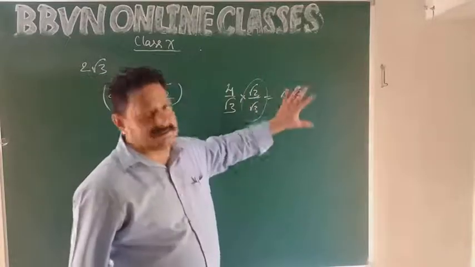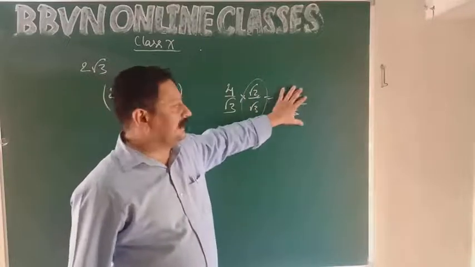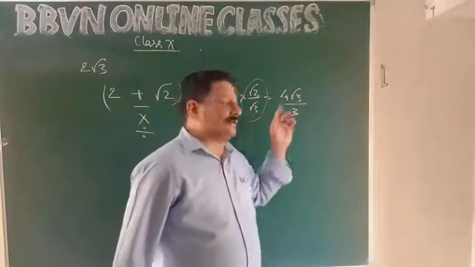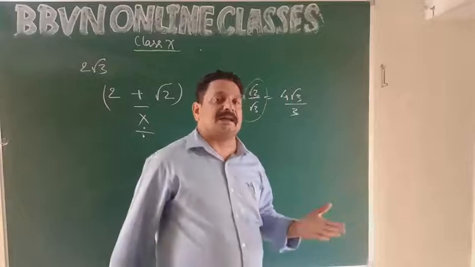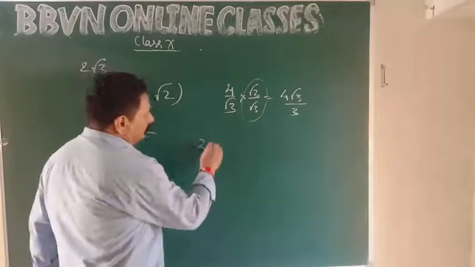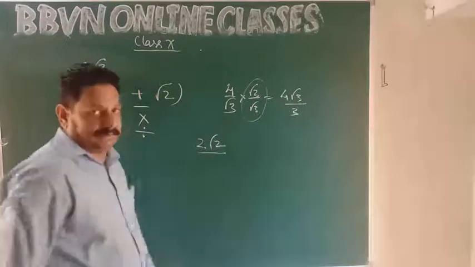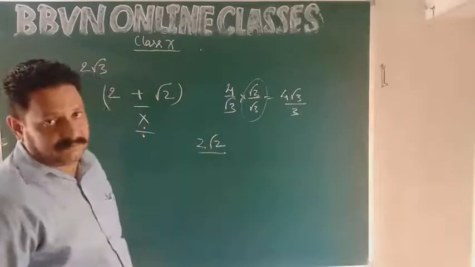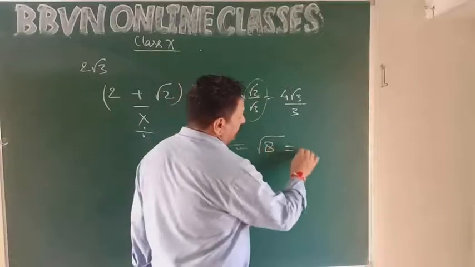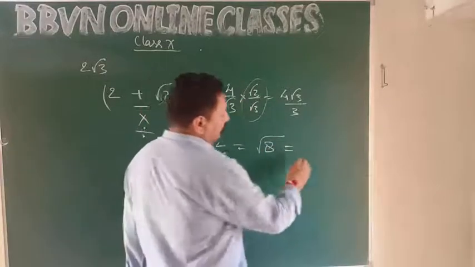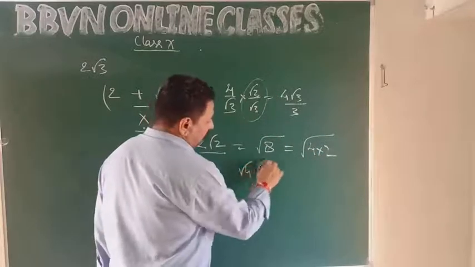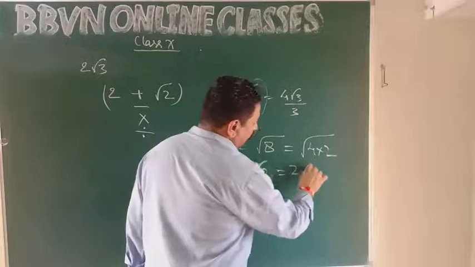Now this is an irrational number. In all, it is an irrational number. It's a mixed surd. A combination of a rational and an irrational is called a mixed surd. Okay, like suppose 2 under root 2. It is a mixed surd. If you want to write it in pure surd form, you can write it as under root 8. Why under root 8? Because 8 is 4 into 2. So this is under root 4 into under root 2, that is 2 under root 2.